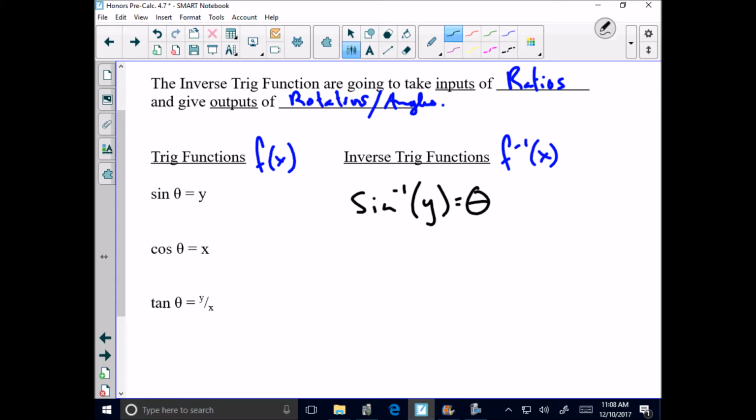Similarly, we can say that inverse cosine, which we would write as cosine to the negative 1, is going to take as its input the ratio, which we would define as the x value on the perimeter of the unit circle, and give us as its output the rotation where that x value occurs.